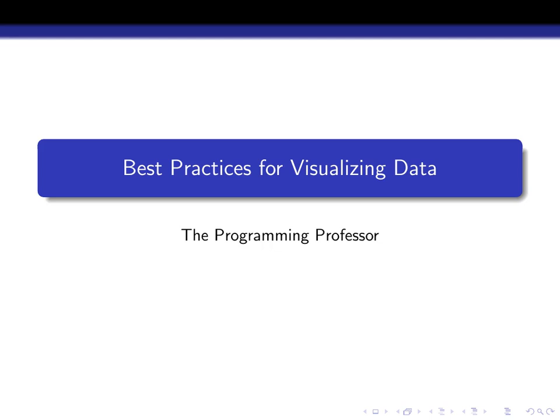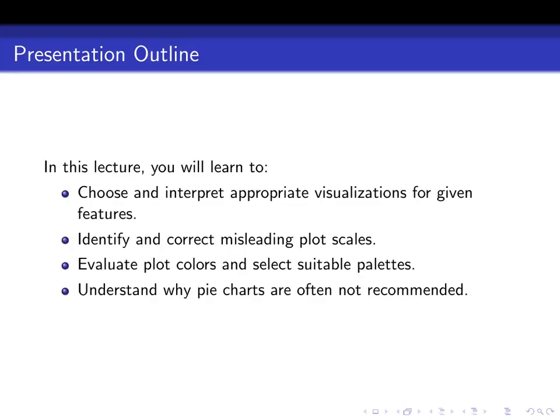Let's get started. In this presentation, we'll cover 4 key objectives. First, we'll learn how to select and interpret the most appropriate plot for the features you want to visualize. Then, we'll explore how to identify and fix misleading scales in visualizations. Next, we'll discuss how to choose color palettes that enhance clarity and accessibility. Finally, we'll explain why pie charts should be avoided and what to use instead. These best practices will improve the effectiveness of your visualizations.